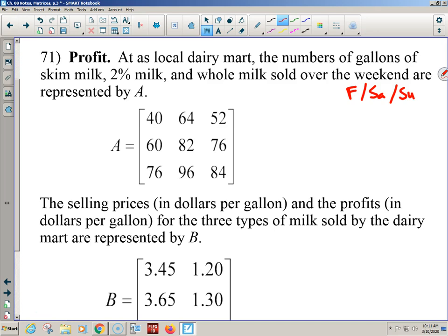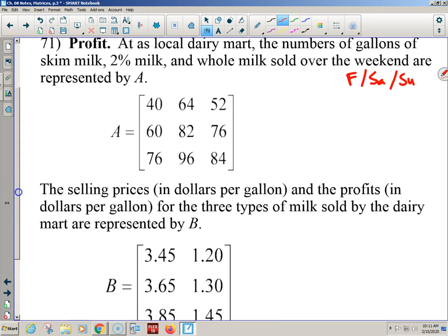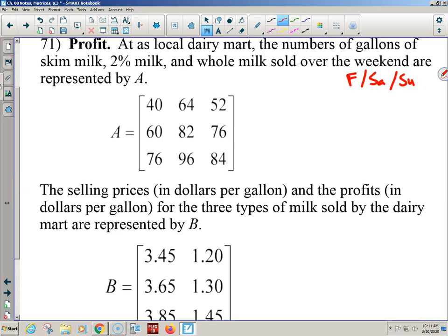Okay, keep reading. The selling prices in dollars per gallon. Oh, those are money. That makes more sense. And the profits in dollars per gallon for the 3 types of milk sold by the dairy mart are represented by B. From these 2 little blurbs of information, can anybody fill in anything? The rows or columns of A, the rows or columns of B. There's one clue that unlocks the entire thing.